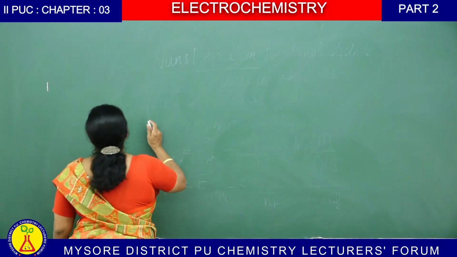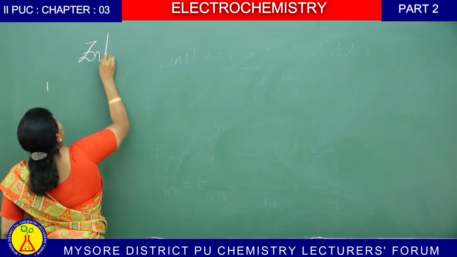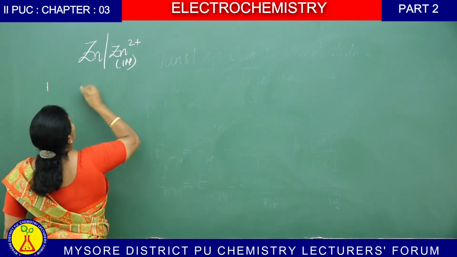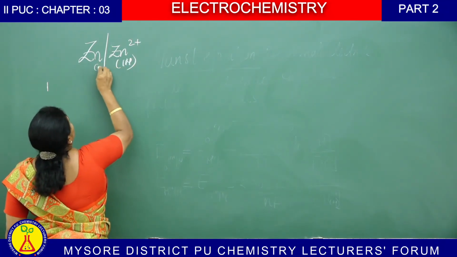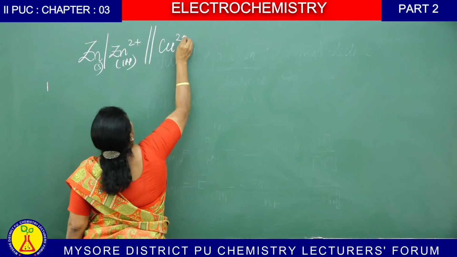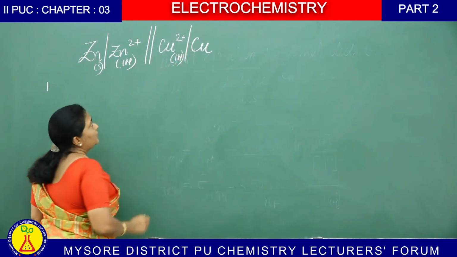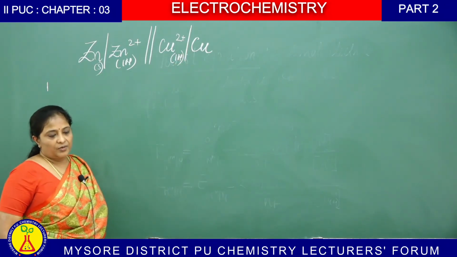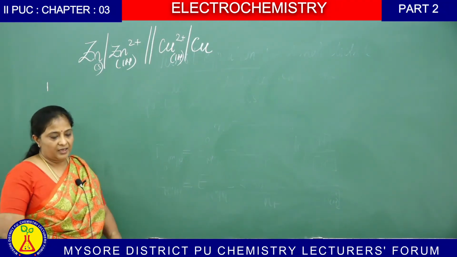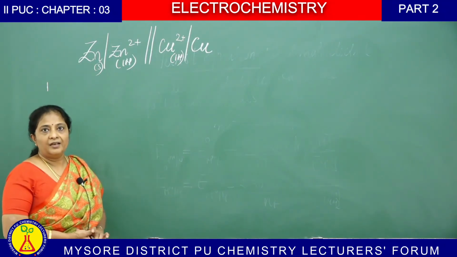The Daniell cell is made up of a zinc anode, where the concentration of the metal ions is 1 and is a solid, separated by a salt bridge from the copper electrode, which is the cathode. So, zinc is the anode and copper is the cathode. This is the general representation of a Daniell cell. So, let us derive the Nernst equation for the Daniell cell.